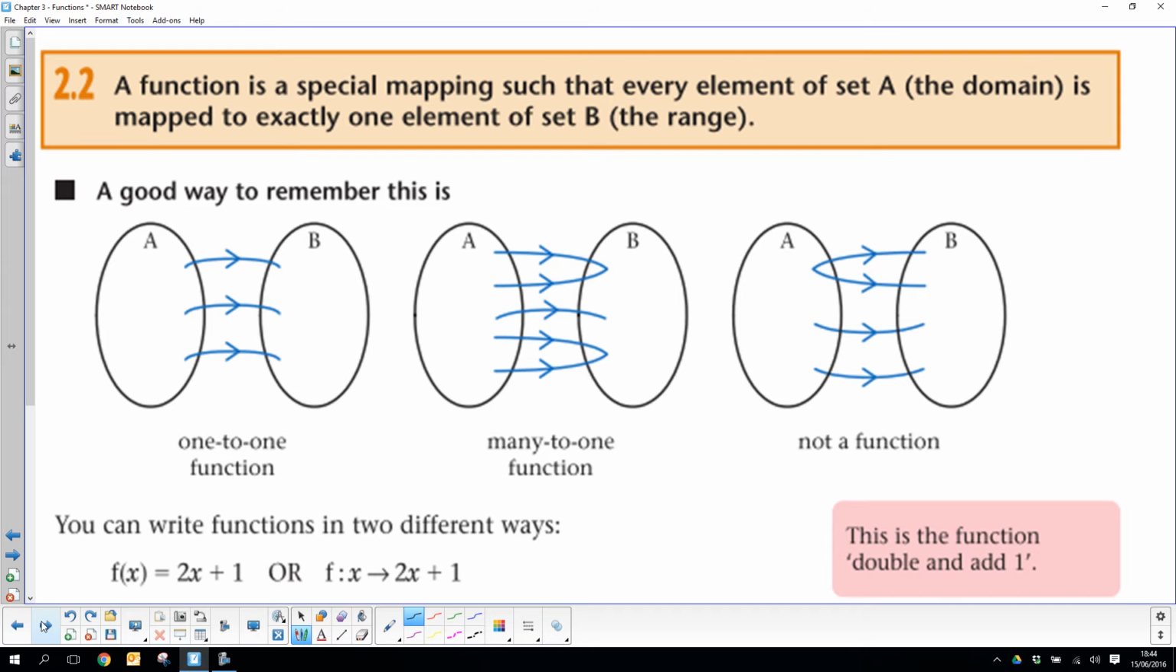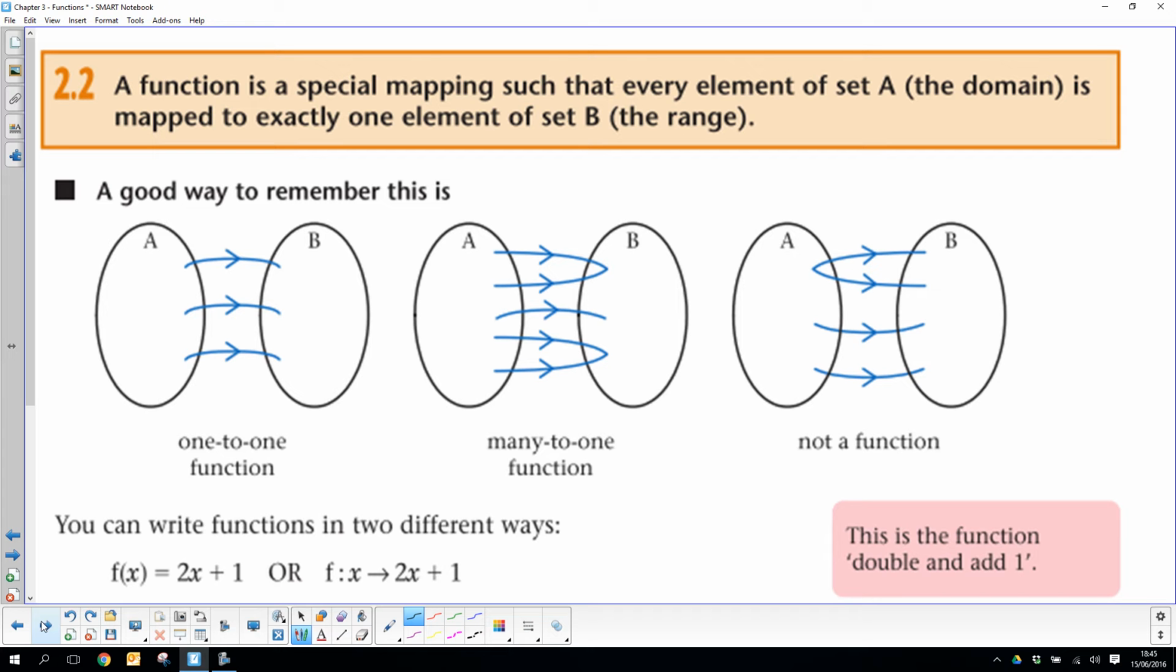Now, moving on. We now come on to quite important information, which is that a function is just a special mapping. We've just looked at mappings. A function is purely a posh mapping, if you like, and it's where everything that is in the domain is mapped to exactly one element of the set B or the range. That's quite a difficult statement to get your head around, and these diagrams make life much easier.